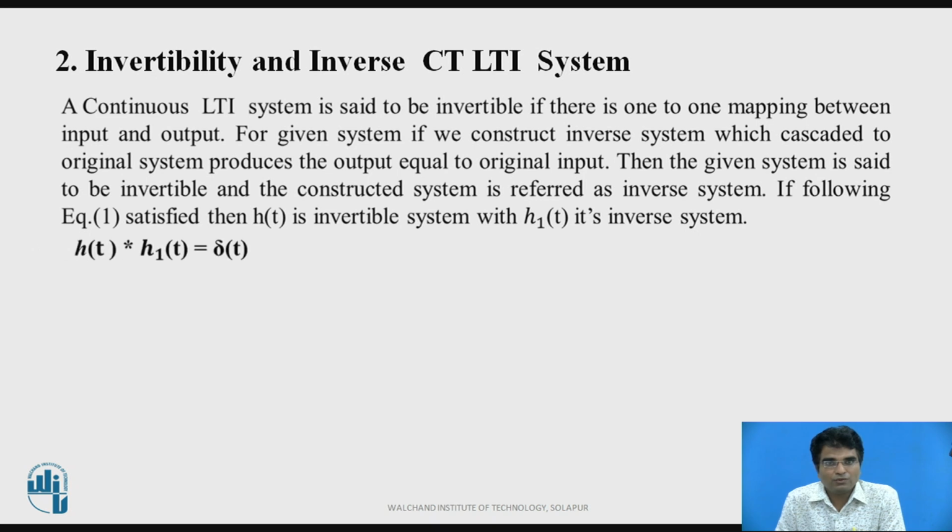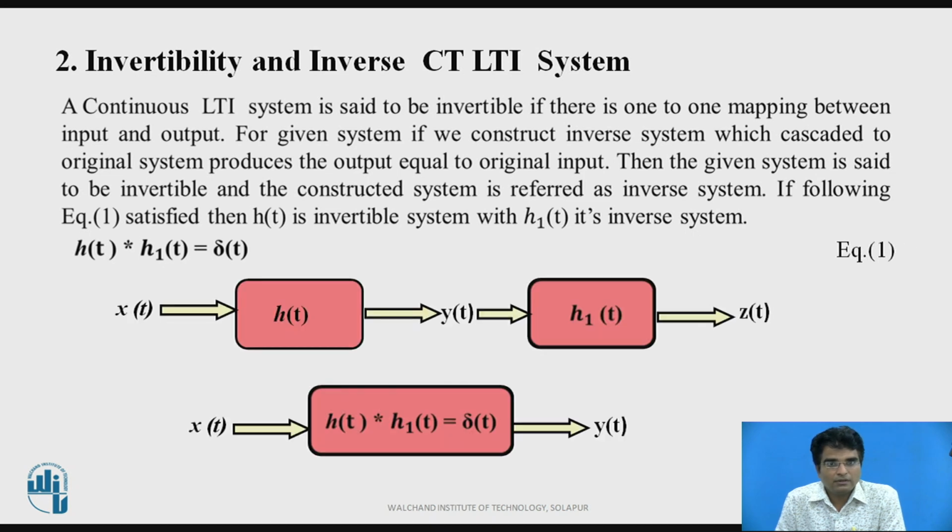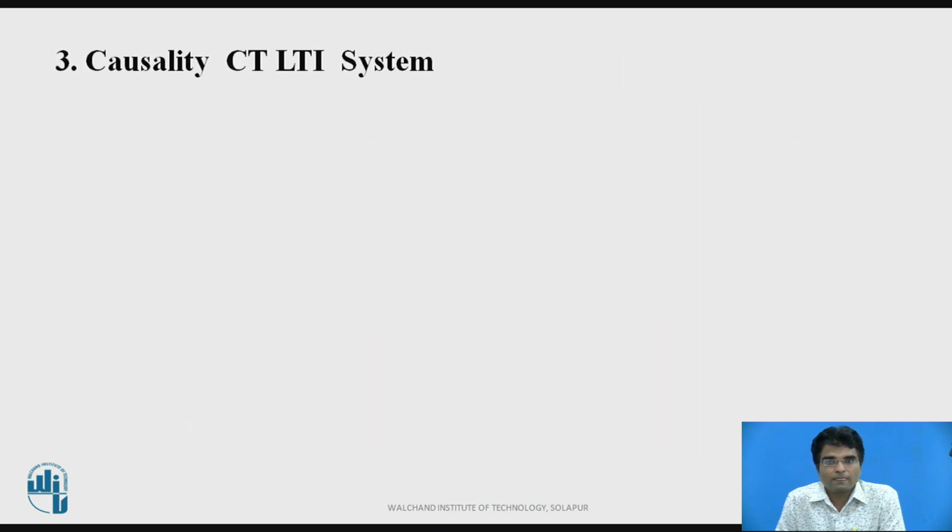h of t convolved with h1 of t equals delta of t, which is given by equation 1. Here x of t is given as input to h of t, which produces the output y of t. Again, it is given as input to h1 of t, which produces the final output z of t. In other words, x of t is given as input to h of t convolved with h1 of t, which is equal to delta of t, which finally produces the output x of t.